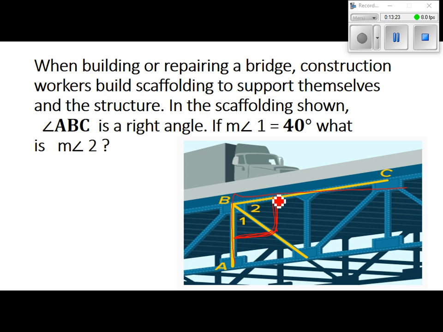Measure of angle 1 is 40 degrees. What is the measure of angle 2? What do we know about angle 1 and angle 2? Yeah, that's correct. They add up to 90. They are complementary to each other, right? So the other one's 50. So what's the measure of angle 2? 50 degrees.